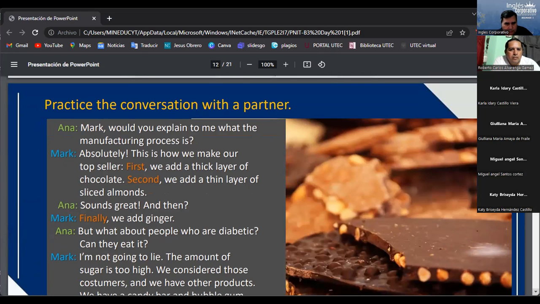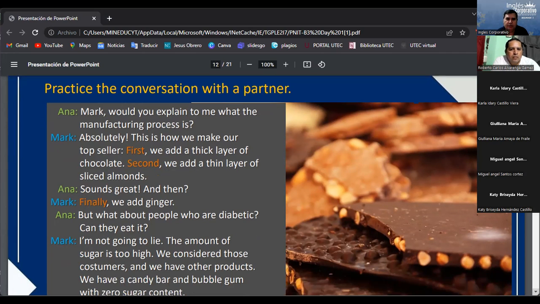Mark, would you explain to me what the manufacturing process is? Absolutely. This is how we make a top seller. First, we add a thick layer of chocolate. Second, we add a thin layer of sliced almonds. Sounds great. And then? Finally, we add ginger.